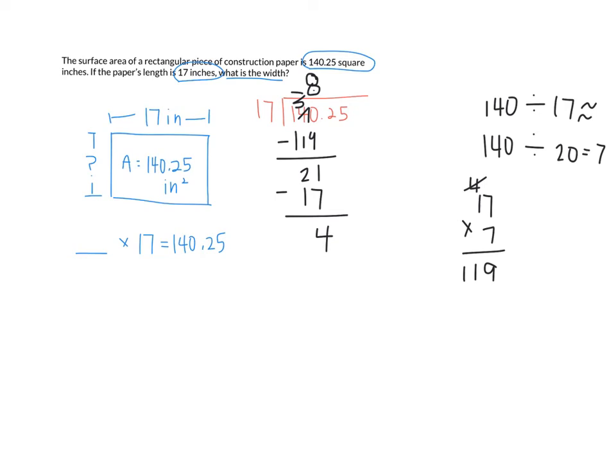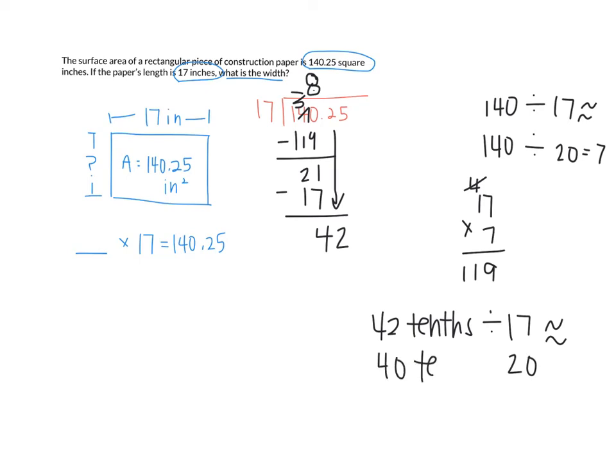Okay, so then what do we do with that 4? We turn it into 40 tenths, good. But if I bring down the tenths I already have, how many tenths do I have altogether? 42. Okay, so now I'm doing 42 tenths divided by 17. Well, 17 is still pretty close to 20. So what should we try with the whole? 40. 40 tenths, which is going to be 2 tenths. Good.